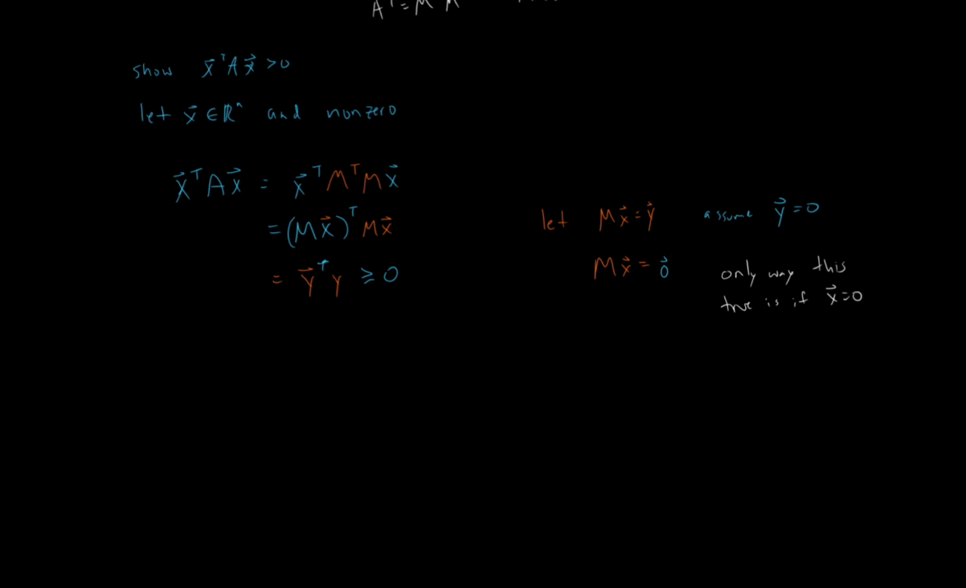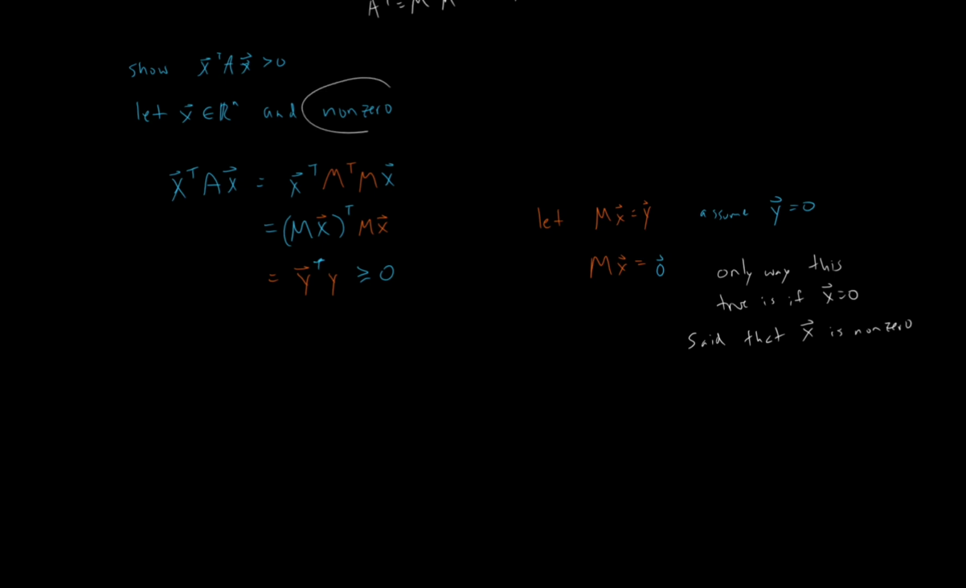But we already established earlier that X is non-zero. So we said that X is non-zero here. So we have a contradiction. Y cannot be 0. This cannot be true, because the only way this can be true is if X is 0. But we said X is non-zero, so we can't have Y equal to 0. So Y cannot be 0. So therefore, this expression here cannot be 0. So it is strictly greater than 0.